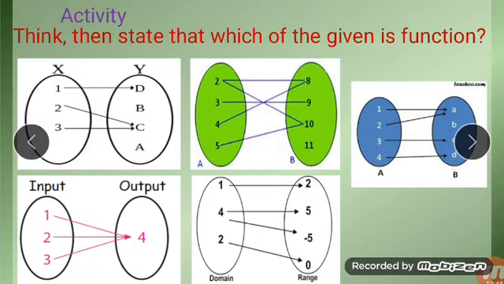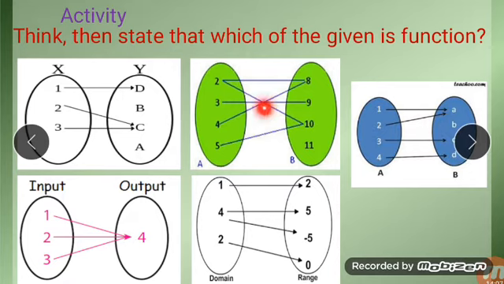Here is an activity for you. You are going to think, then state which of the given are functions. So we can conclude here that the first one is a function because every element of the first set, set X, has an image in the second set and no element is left out.